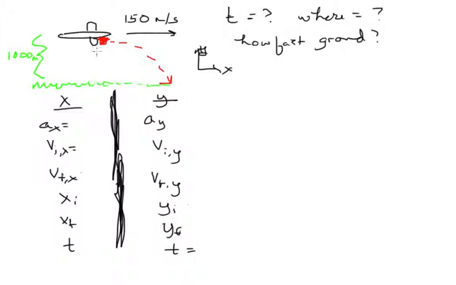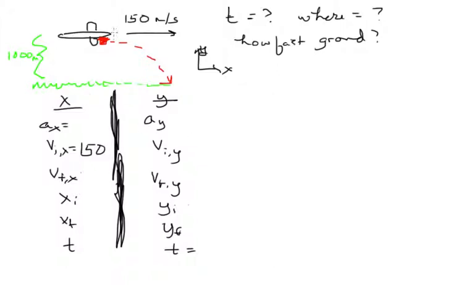Okay, well, we know the plane is traveling 150 meters per second to the right. So actually, let's do that one first. If you're going 150 meters per second entirely in the x direction, right? It's going all the way, look, this is x, so it's going all the way to the right. So you know your v initial in the x is 150 meters per second.